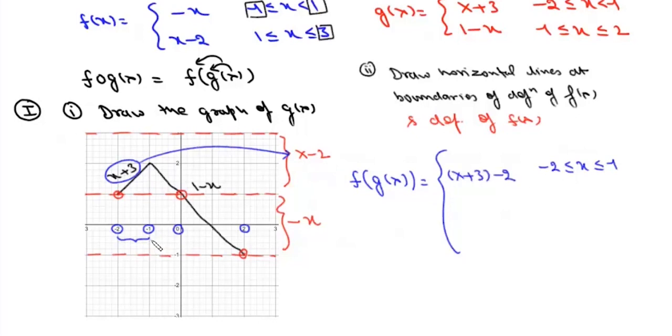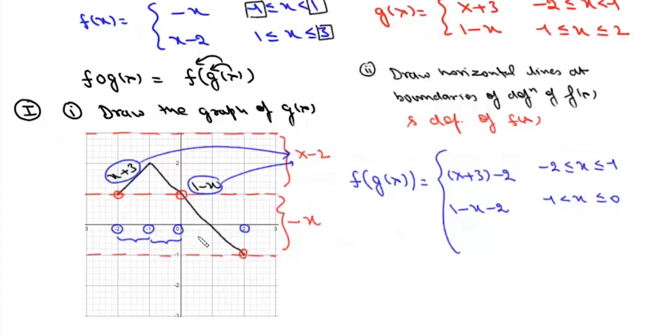Now the next interval is between -1 and 0. In this case, the definition is 1 minus x. Now this 1 minus x still lies in this interval. So here 1 minus x will again go into this x minus 2. So it will be 1 minus x minus 2.